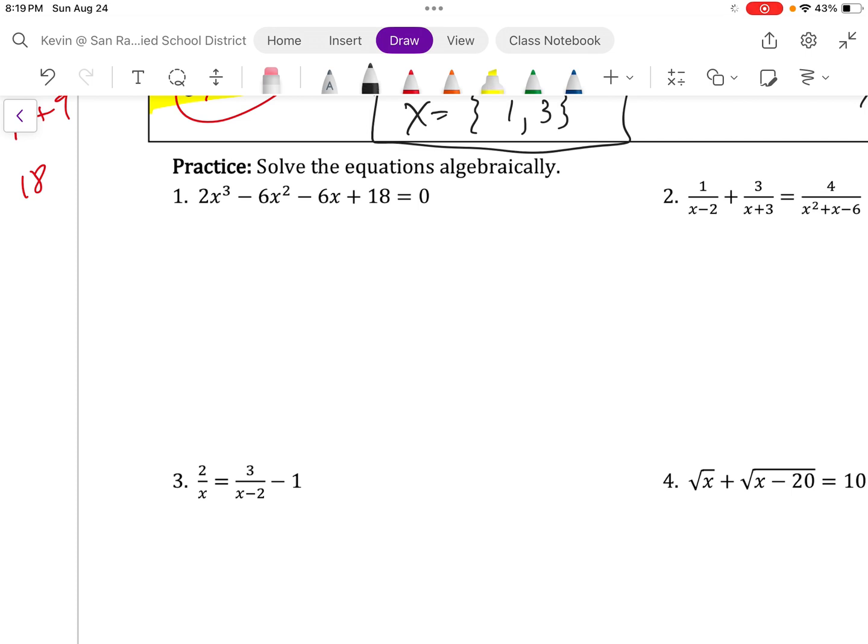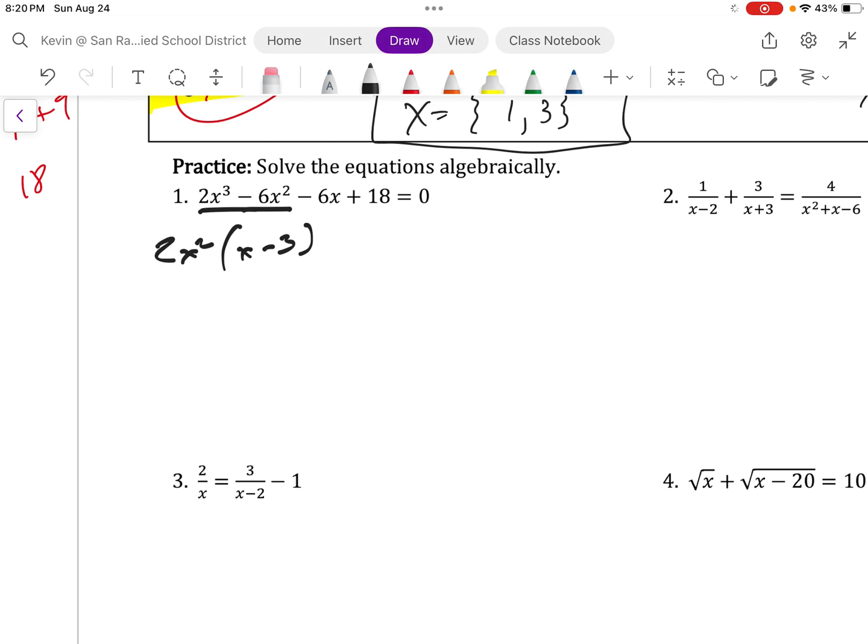Remember, we have this, it's cubed, so we can't factor it the standard plain way. We're going to factor it by grouping. So we're going to take the greatest amount we can take out of there, which would be 2x squared. That would leave us with x minus 3.